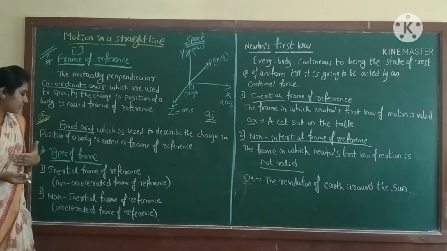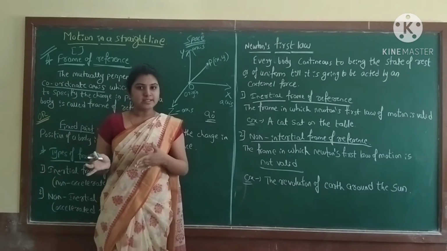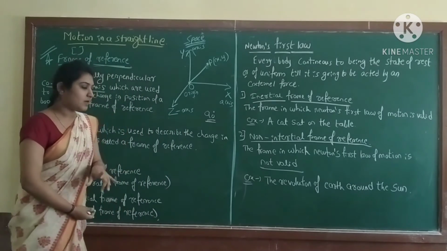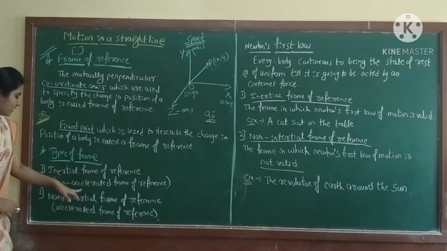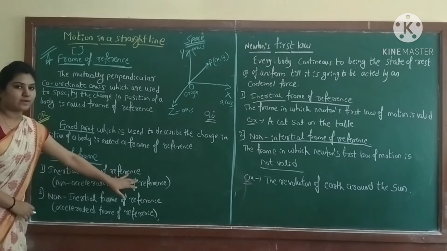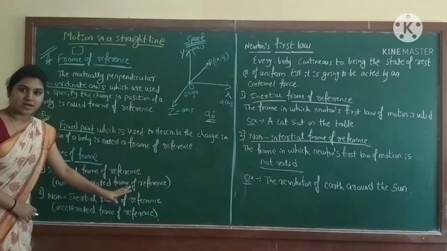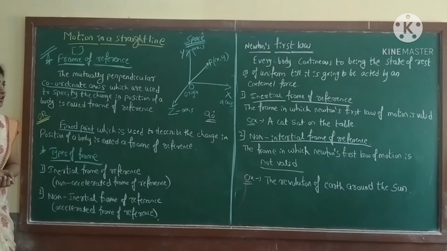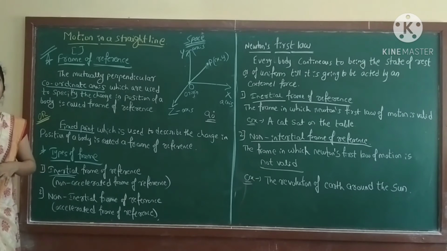Both are correct for the frame of reference. Understood? So after this we have two types of frame of reference. Yes? So there are two types of frame of reference. What are they? The first one is the inertial frame of reference, that is nothing but the non-accelerated frame of reference. The second one is the non-inertial frame of reference or accelerated frame of reference. Then what is this inertial? What is inertia? What do you call it in Kannada? You call it jadatva. What? Jadatva.